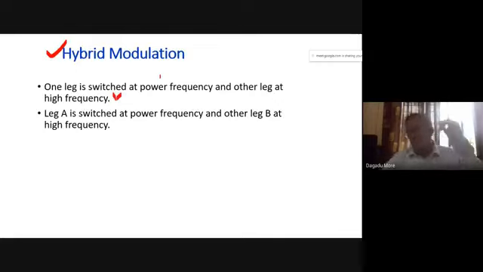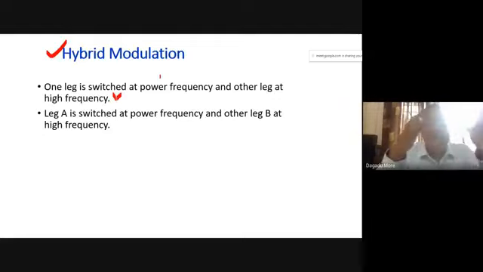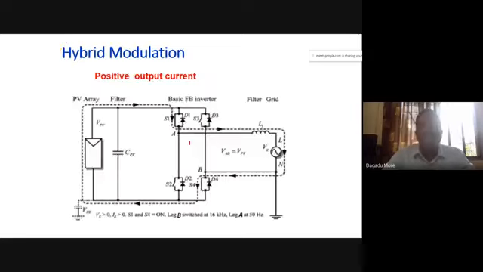One method is that we cannot operate everything at the high frequency. One leg will operate at low frequency and the other will operate at high frequency, so two switches will be operating at 50 hertz and two switches will be switching at 10 kilohertz. That we can say here. So one leg is switched at power frequency and the other leg at high frequency. Let us call this our A leg. I am just showing this leg.